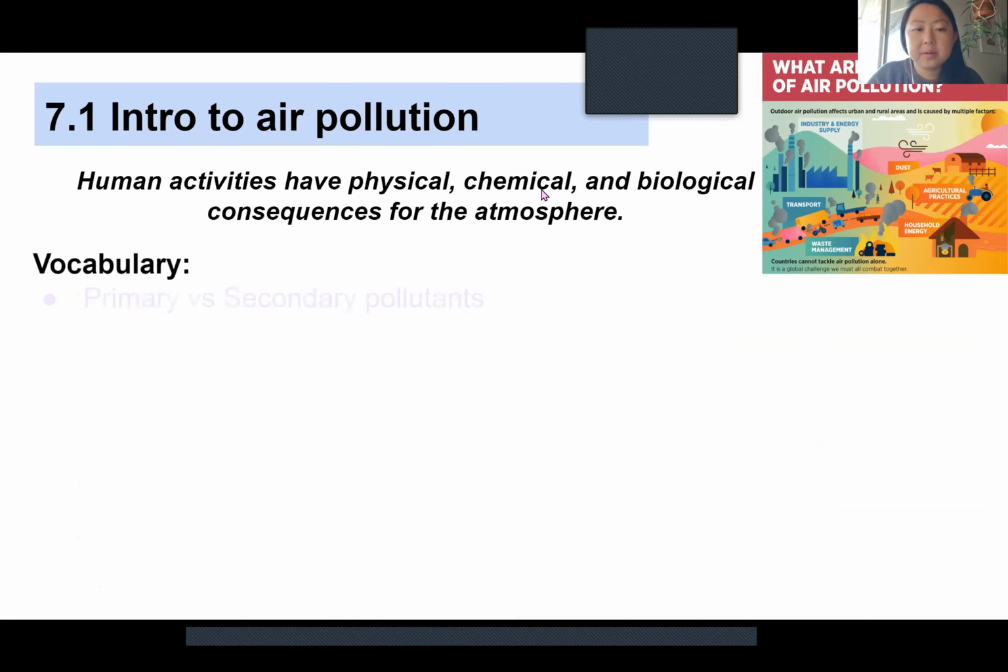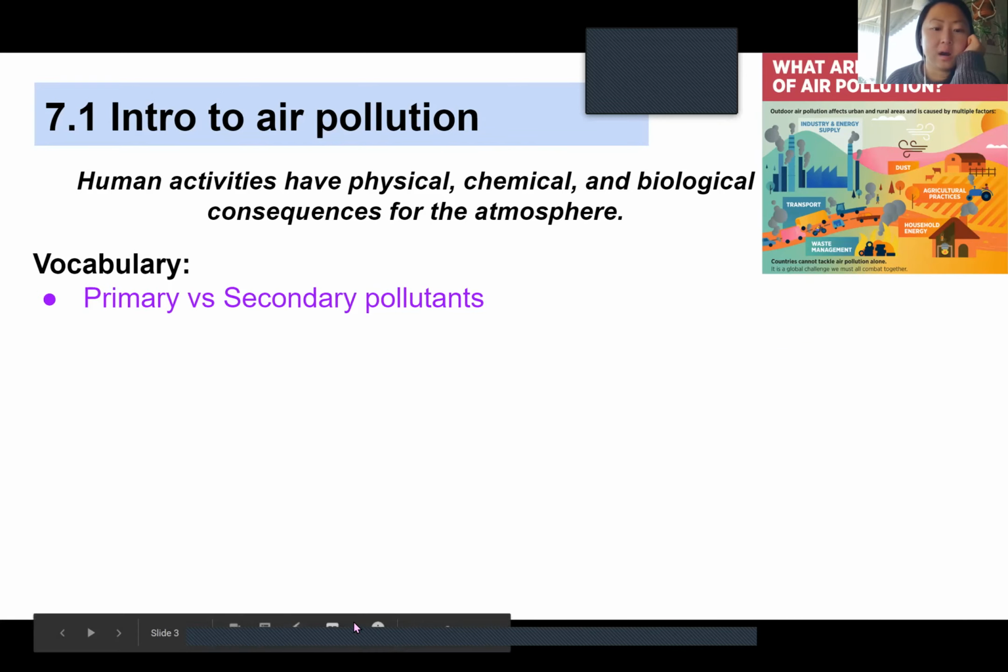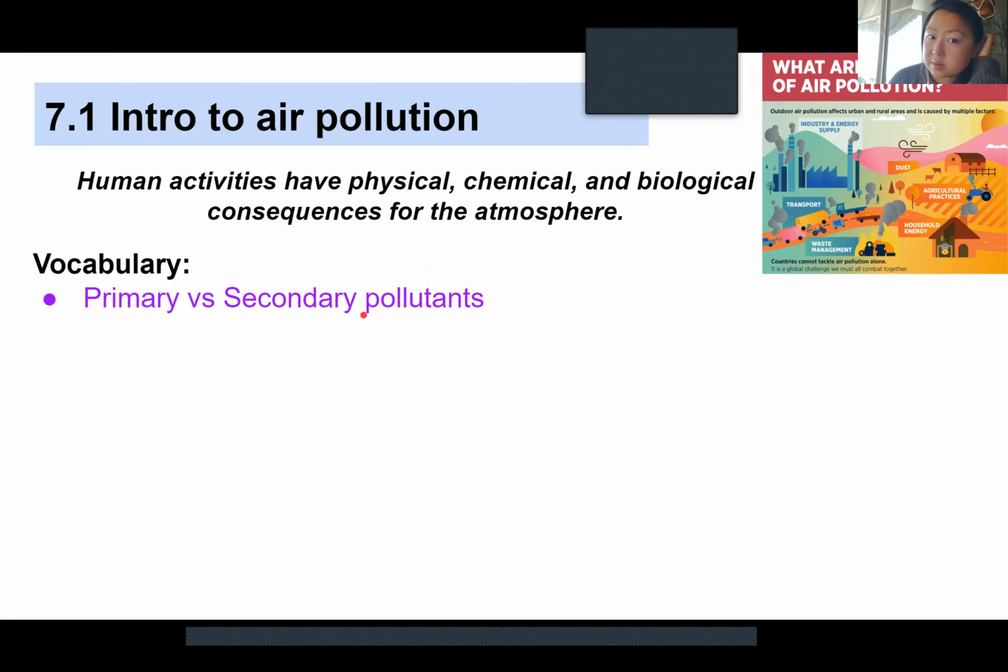So some vocabulary that they want you to remember is primary versus secondary pollutants. So remember, primary are the pollutants that we release directly into the atmosphere, while secondary are the pollutants that are mixing in the atmosphere and create new ones, right? So these are the result of the mixing and the result of the creating that new pollutant.